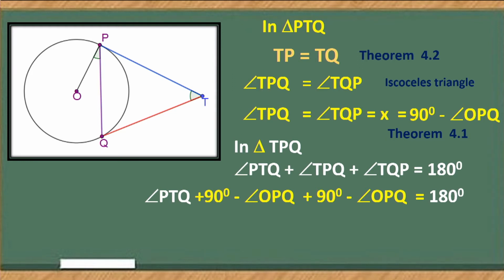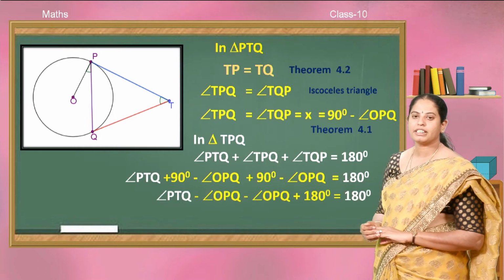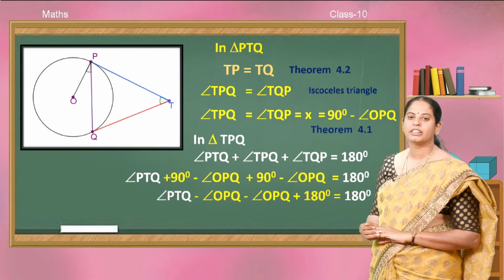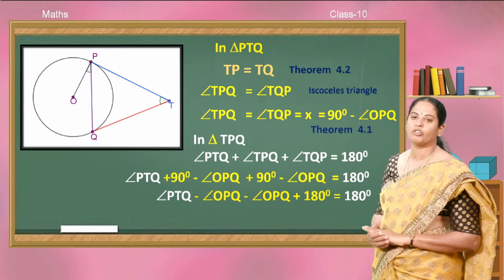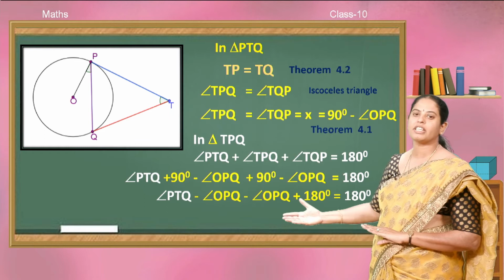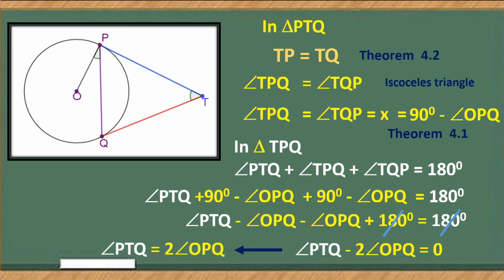Here 90 plus 90 is 180. On the LHS we have 180 and on the RHS we have 180. On both sides it cancels. Next, we are left with angle PTQ minus 2 times angle OPQ equals 0. When we transfer 2 times angle OPQ to the RHS, we have angle PTQ equals twice the angle OPQ.